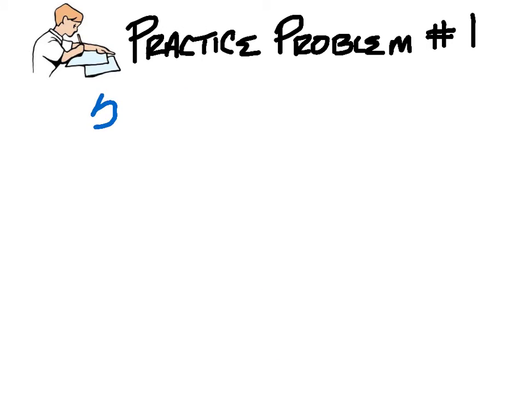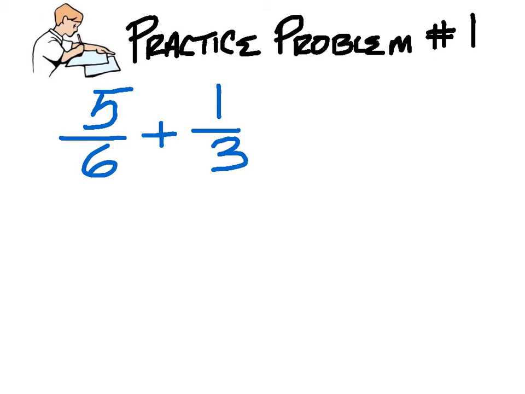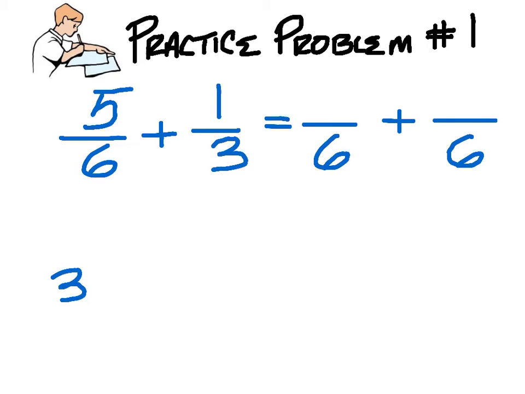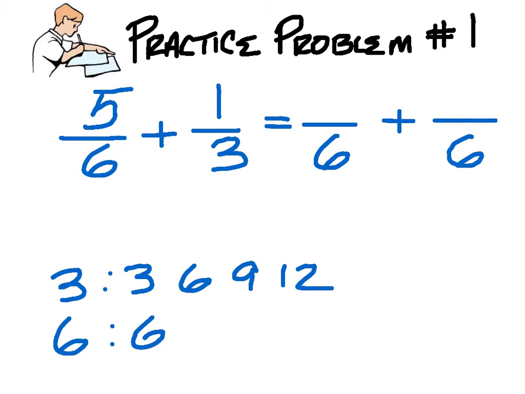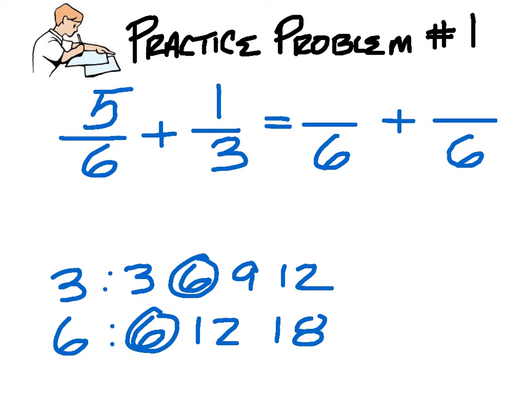Practice number 1. 5 over 6 plus 1 over 3. For the practice problem, we need a least common denominator between 6 and 3. That's going to be 6, because the multiples of 3 are 3, 6, 9, 12, and so on. And for 6, it's 6, 12, 18. 6 is the lowest one they have in common.